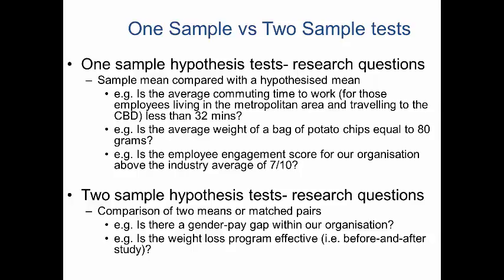A research question for a paired test may be, is the weight loss program effective? This is a before and after study where we would calculate difference scores for each person and compute the average difference score and compare this to 0. If the weight loss program was not effective, the difference will be 0 or close to 0. If the weight loss program is effective, the difference will be significantly different to 0. Paired tests can be used in many situations, including testing the effectiveness of training programs.